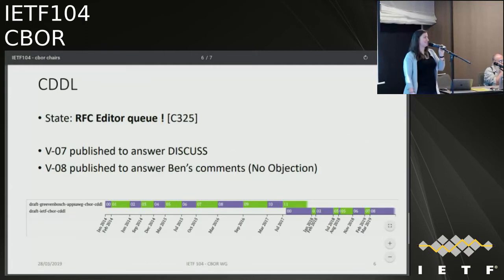CDDL, congratulations. So it's now in the RFC editor queue. Good to know it's in cluster 325. This is unblocking a number of documents in Anima. So that's great. Just for your information, there were 2 versions published. Version 7 was published to answer discuss, and then version 8 was published to answer some comments that were leftovers. So that's it. I haven't counted how many versions that is actually. I think it's 19. But yeah, congratulations. So Karsten, you can come and take over now.